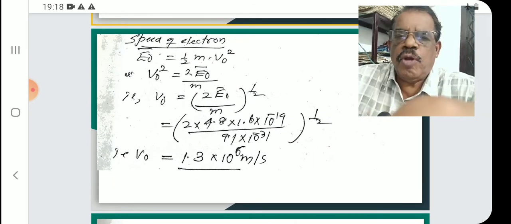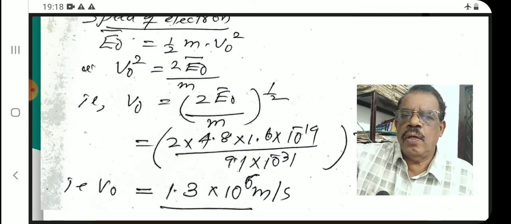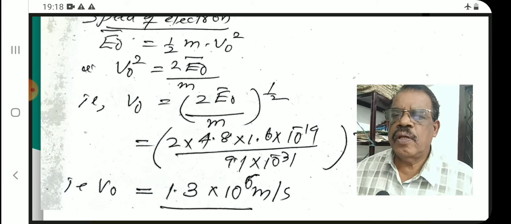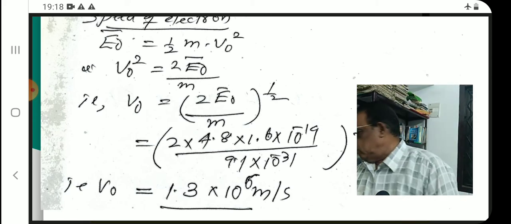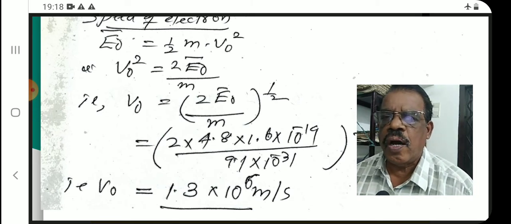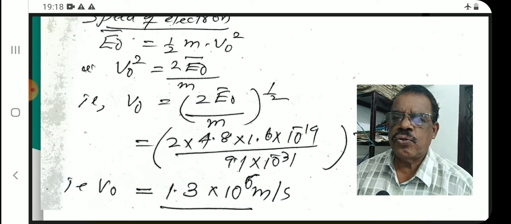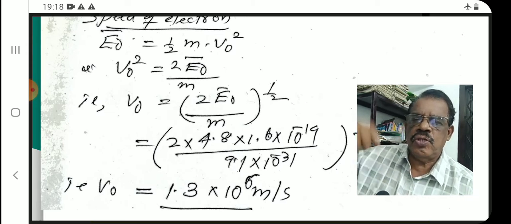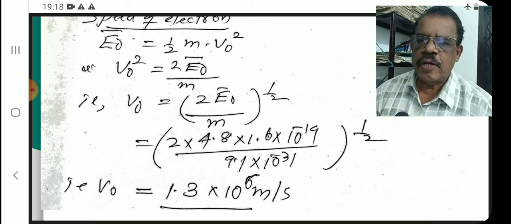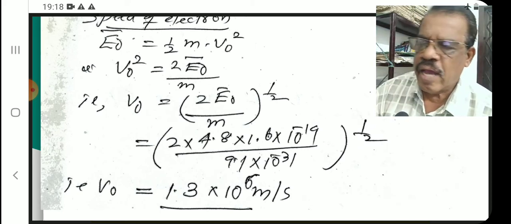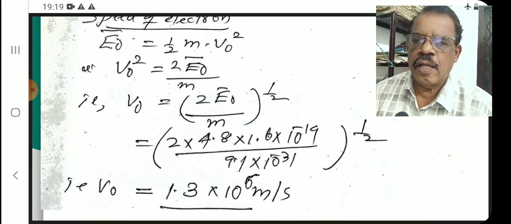In the above problem, we also have to find the speed of the electron. For that, we write the equation for kinetic energy. E0 bar is half m V0 square. That is, V0 square is 2 E0 by m. V0 is equal to 2 E0 by m, the whole raised to half. m is the mass. m can be written as m star, where m star is the effective mass of the electron in the metal.